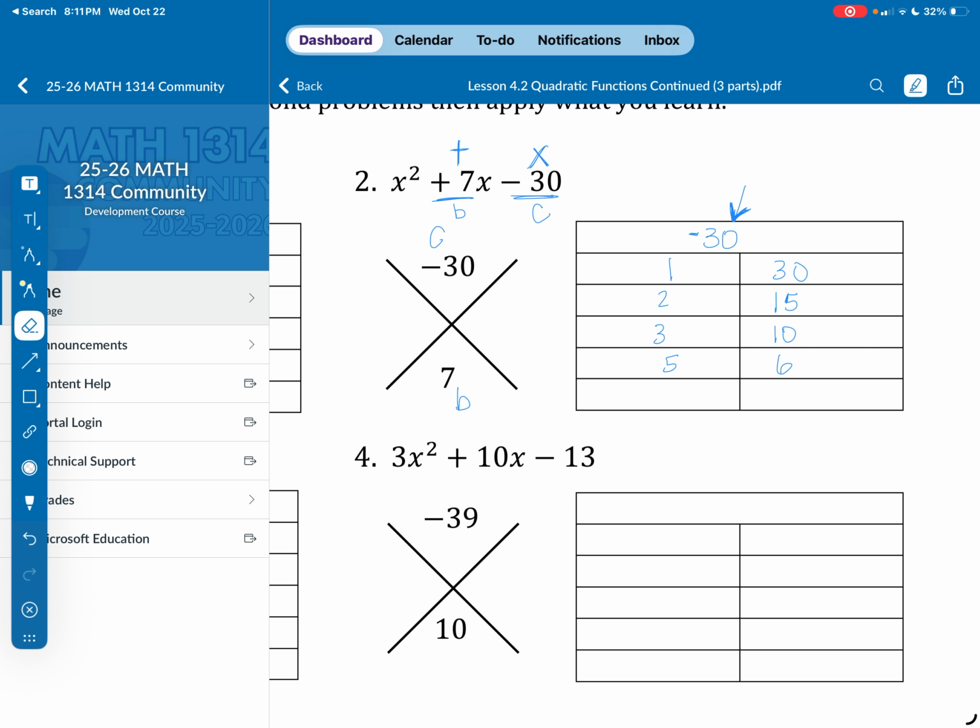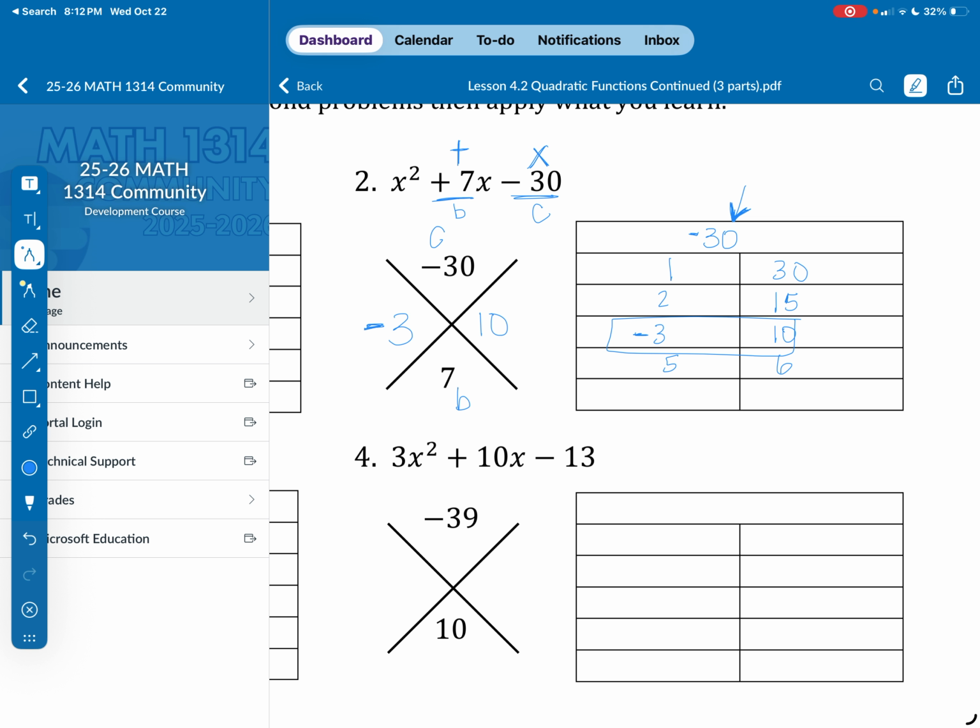If I add 2 plus negative 15, I get negative 13. If I take negative 2 plus 15, I get positive 13. So that didn't help. If I take negative 3 plus 10, I get 7. Okay, so that's the factor. That's the factors that I'm going to use here. Okay, so in my little diamond X thingy here, I'm going to have negative 3 and 10.